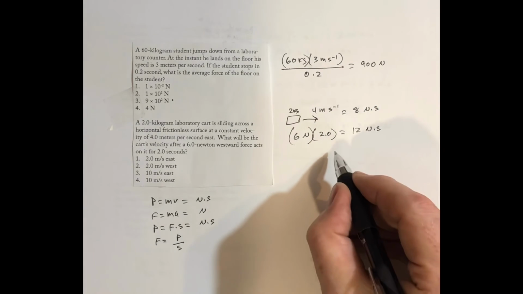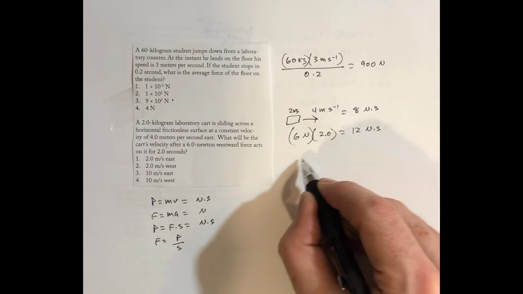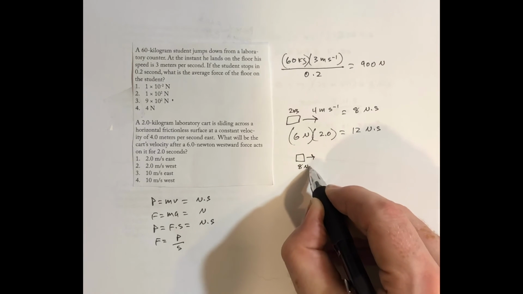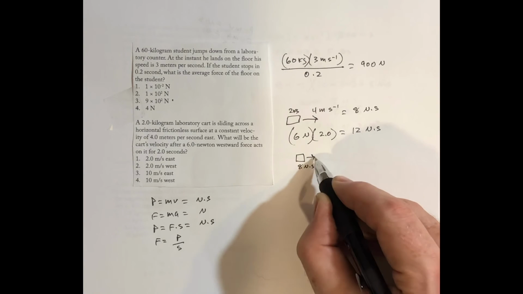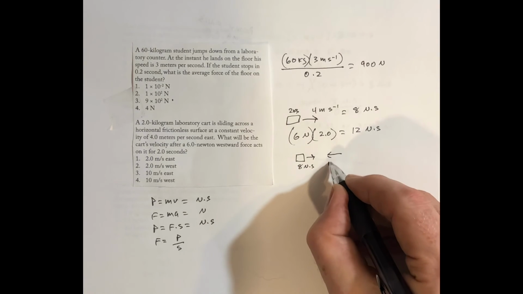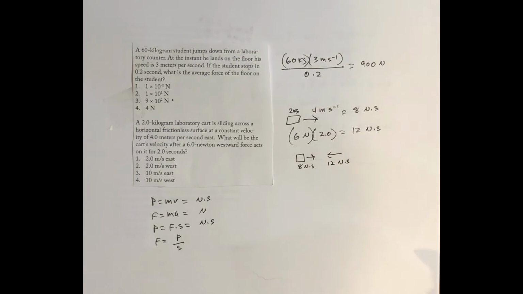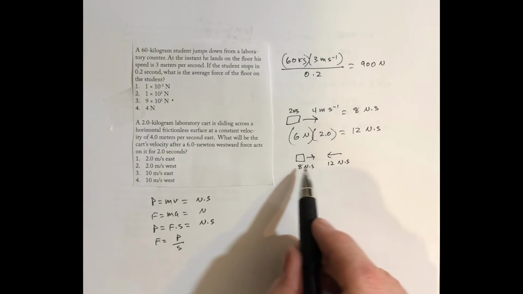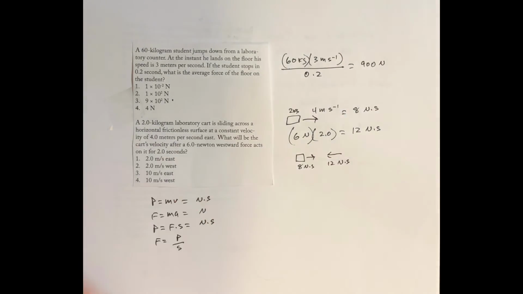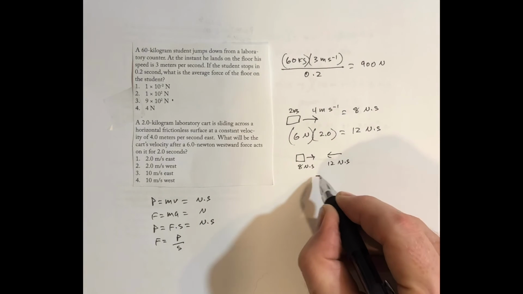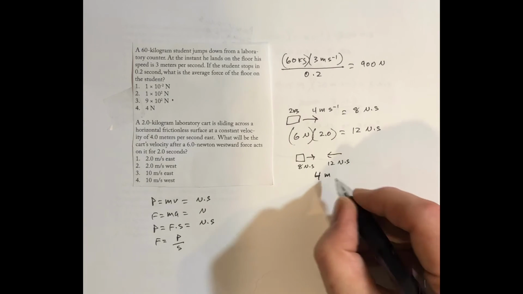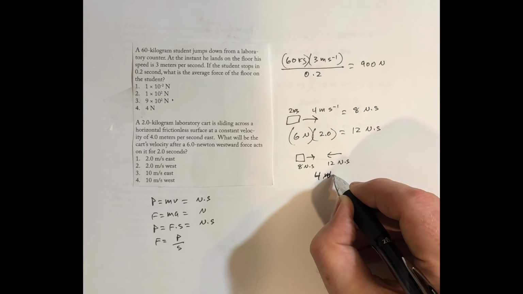So essentially what is happening is I have momentum going this way at 8 newton seconds, but then because of the force and the time, I have 12 newton seconds in this direction. Okay, so when you look at that, it's pretty obvious what's going to happen. I'm going to have a net momentum going to the left of 4, or I should say 4 newton seconds.